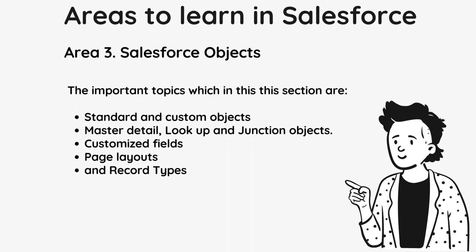Area 3. Salesforce objects. The important topics in this section are: standard and custom objects, master-detail, lookup and junction objects, customized fields, page layouts, and record types.